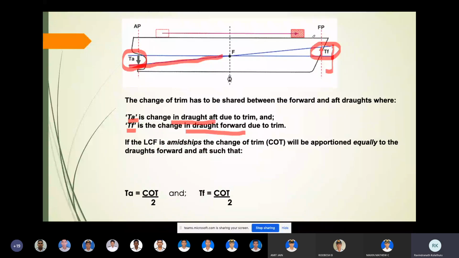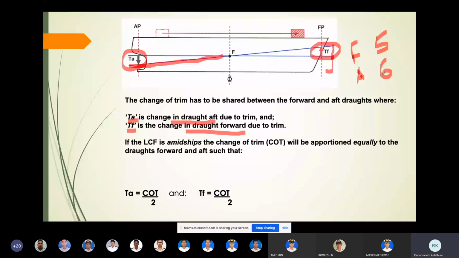Okay, now let's take my initial draft is forward 5 meters and my final draft is aft 6 meters. Okay, so in this case we need to find the change of trim and then find out the final drafts, how it is, what it is. So for that only we are introducing this LCF thing, where we are discussing the position of F is at midship.